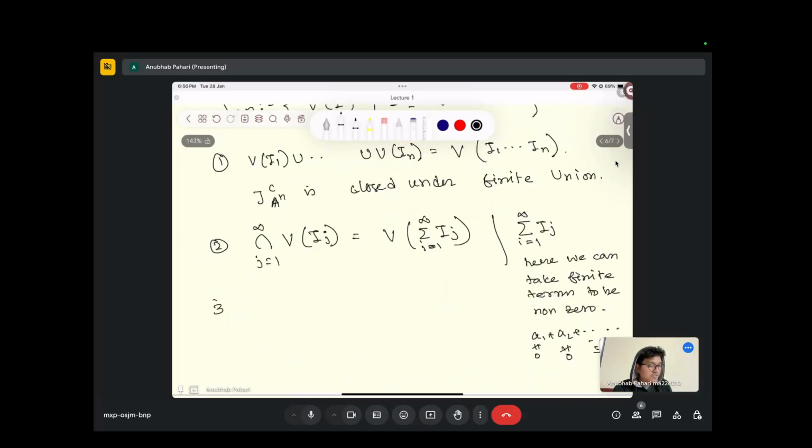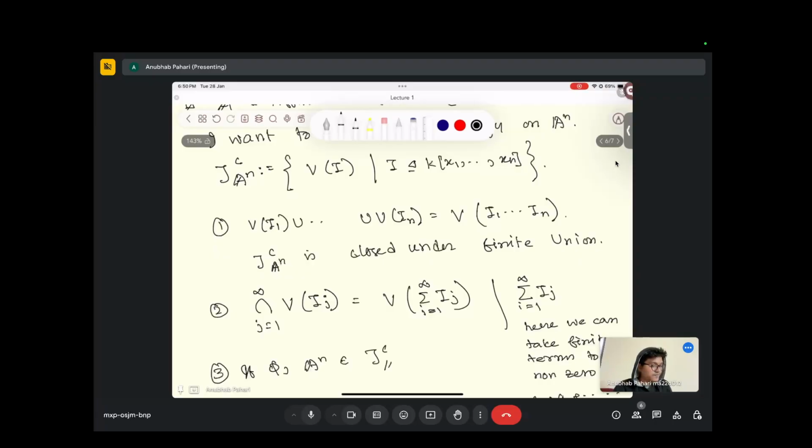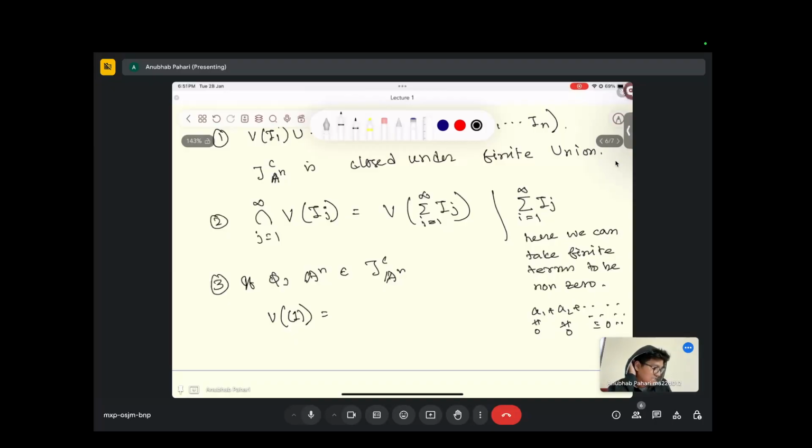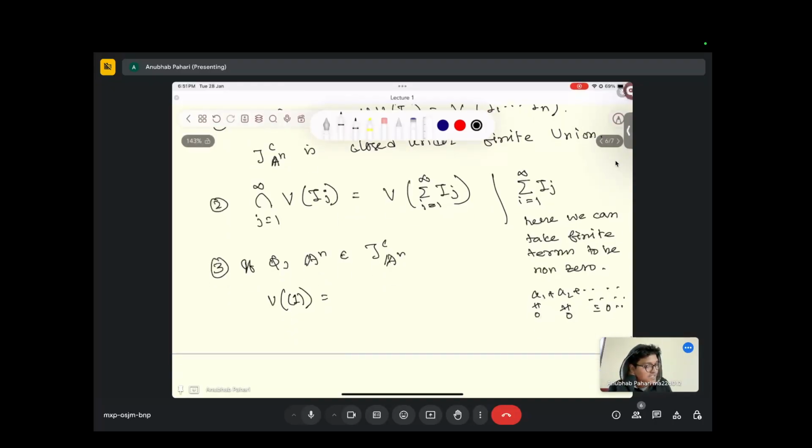Now see whether phi and A^n belong to tau c of A^n. It turns out it is possible. If we take V(1), where 1 is the unit ideal that contains all the polynomials from k[x1, ..., xn], there is a theorem, and this is from Eisenbud's book, that only phi is a solution for all the polynomials.